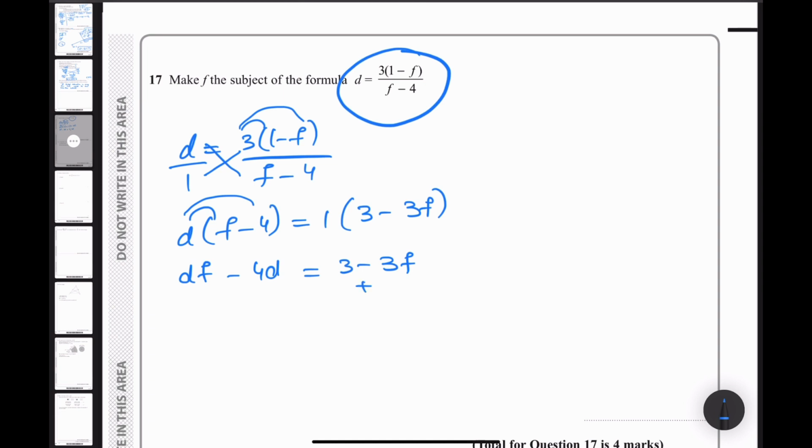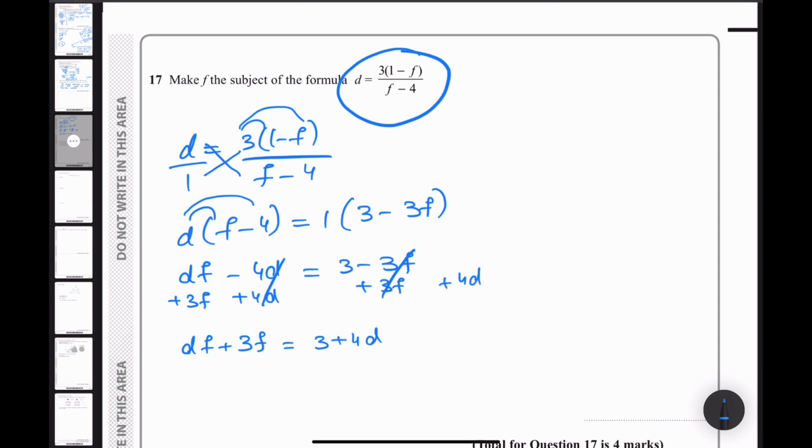So let's add 3f on both sides, and let's add 4d on both sides. This will get cancelled, this will get cancelled. So on the left side we will have df plus 3f, and on the right side we will have 3 plus 4d.